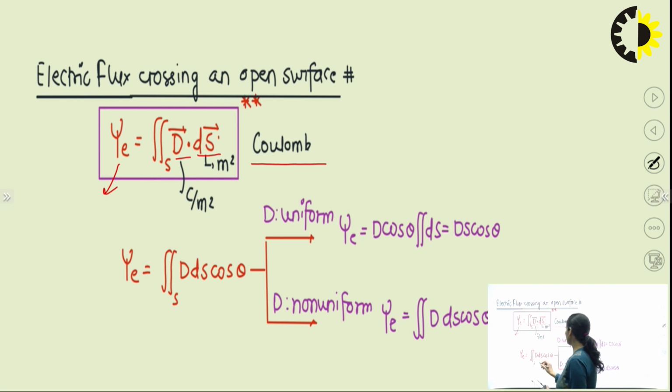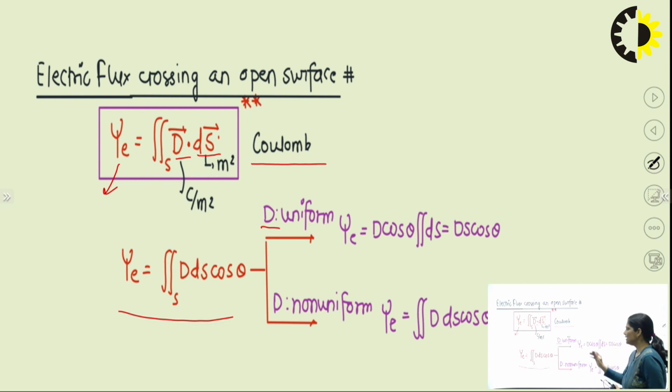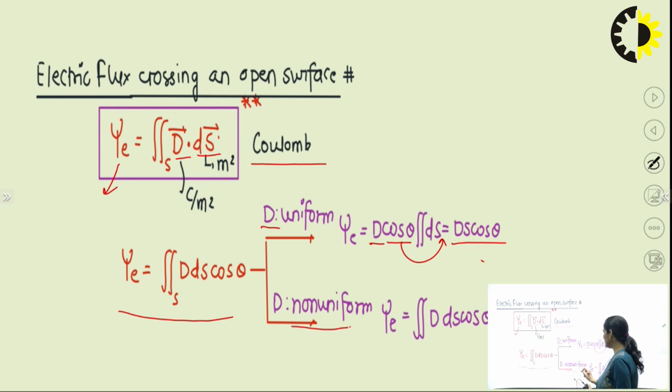Now electric flux is equal to the double integration of D dot ds cos theta. If D is uniform, you can take D outside the integration. So this is D times the double integration of ds, and with cos theta it becomes D cos theta. If D is non-uniform, the flux is the double integration of D dot ds cos theta, and D must stay inside the integration.